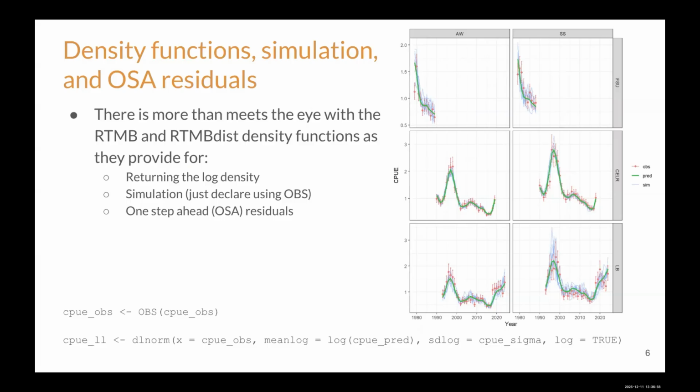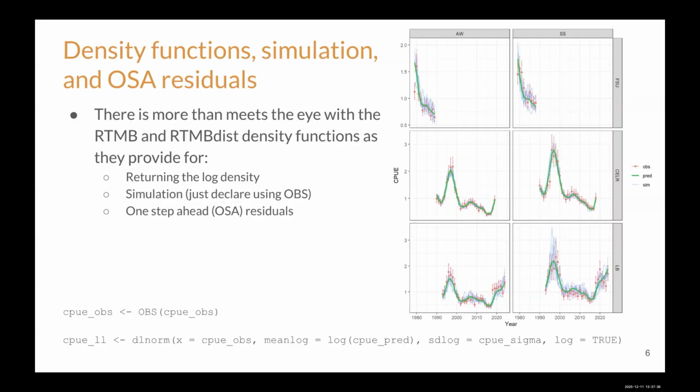There's more than meets the eye with these density functions. Obviously they return the log density if that's what you want from them. But by simply declaring your observation, so say you've got some observed CPUE vector here, by simply declaring that as an observation using this little function here, you get access to a lot more. All of a sudden you open up the ability to automatically simulate from the density that you're fitting to. And that in turn gives you automatic access to one step ahead residuals for whatever data set you're fitting.